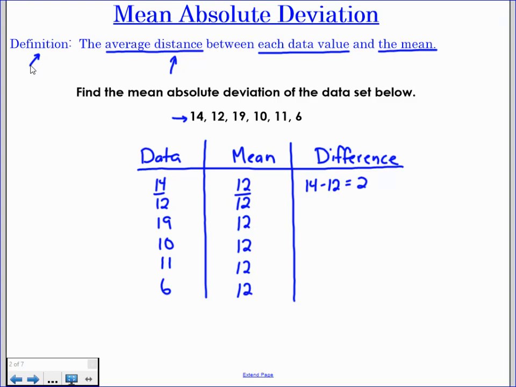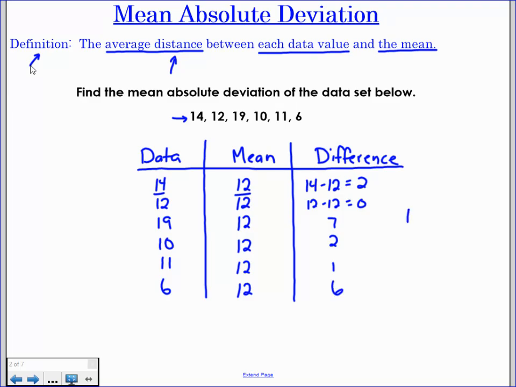So I'm going to do 14 minus 12. I'm going to get 2. I'm going to do 12 minus 12. I'm going to get 0. I'm going to keep going. 19 and 12, that would be a difference of 7. 10 and 12, that would be a difference of 2. 11 and 12, that would be a difference of 1. And then 12 and 6 would be a difference of 6.